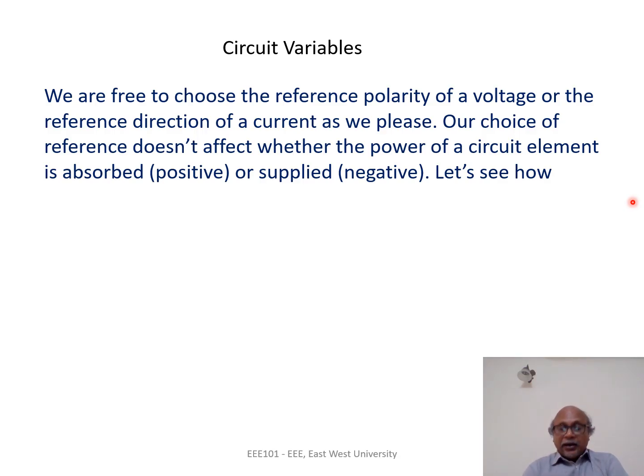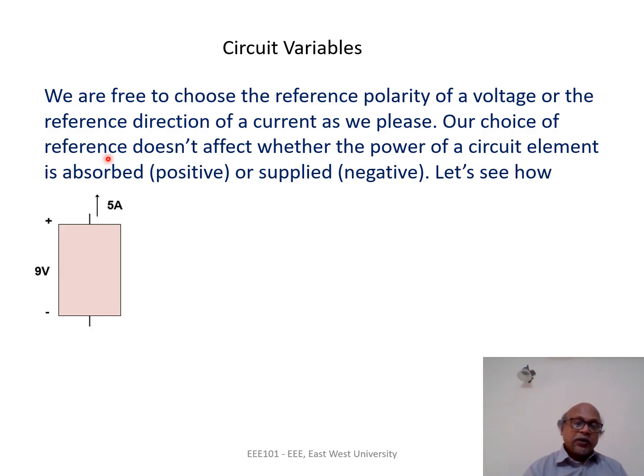So no matter how we choose our reference polarity for voltage and reference direction of current, the final calculated power should be the same. Let's look at an example. We have a circuit element as before. The voltage across the circuit element is specified to be 9 volt with plus sign on the top. The current is 5 ampere flowing upward.